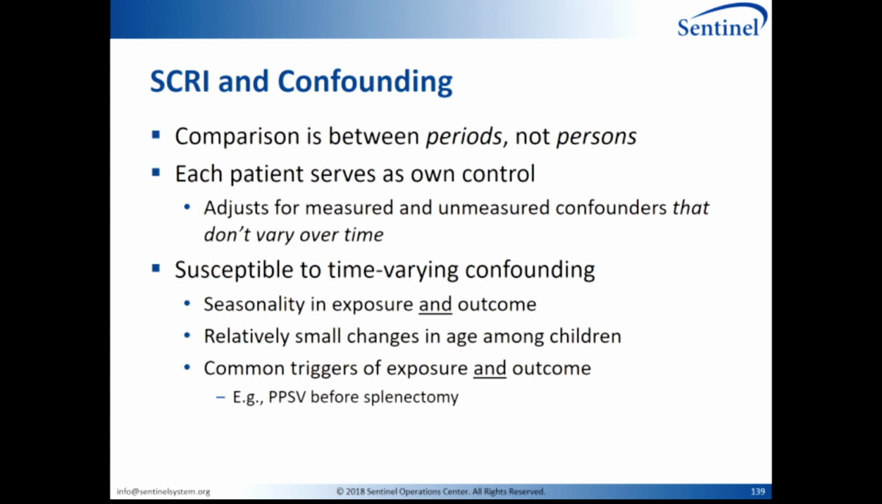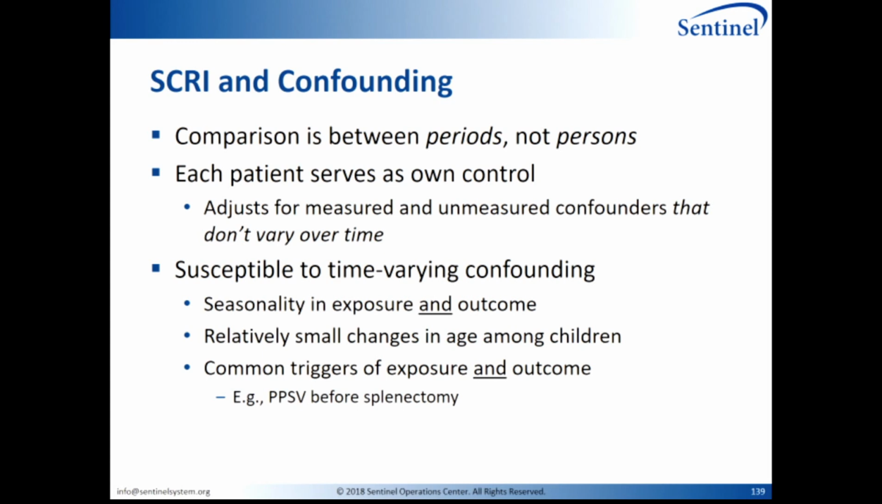So just another aside about confounding with this design. Because the comparison is between periods and not persons, that is, the comparison is between the risk window and the control window, one versus the other, each patient is serving as their own control, which means that measured and unmeasured confounders that don't vary over time are automatically adjusted for. And this is true of all case-only designs, but it's a very large advantage over other methods that require things like propensity score adjustment in order to adjust away the differences between groups. However, this design is susceptible to time-varying confounding.